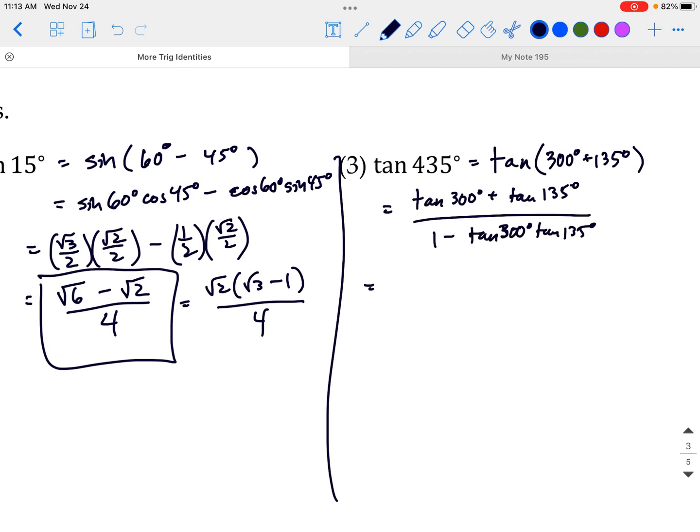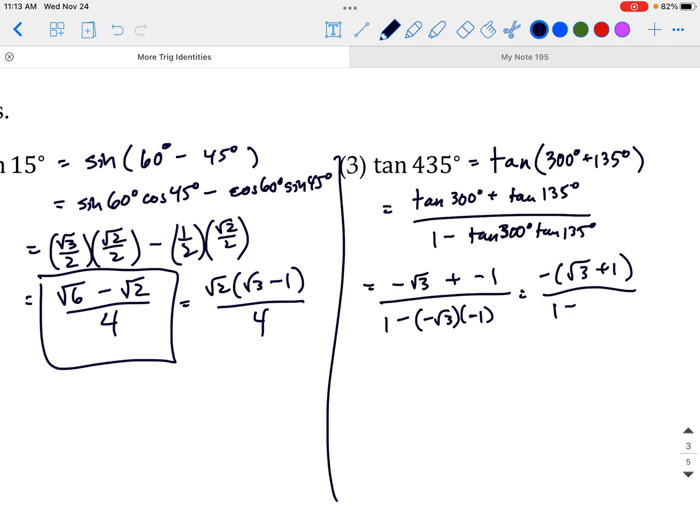All right, so tangent 300 is going to be negative radical 3, plus tangent of 135 is going to be negative 1, all over 1 minus negative radical 3 times negative 1. Definitely want to be careful with your negative signs here. So maybe we'll write this as negative quantity radical 3 plus 1, all over 1 minus radical 3.